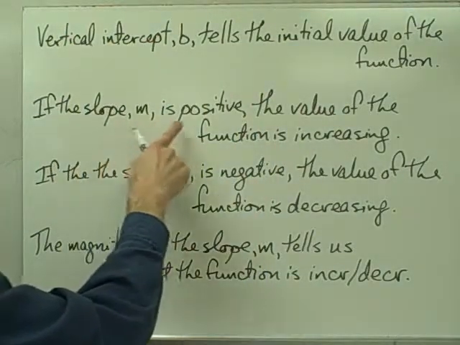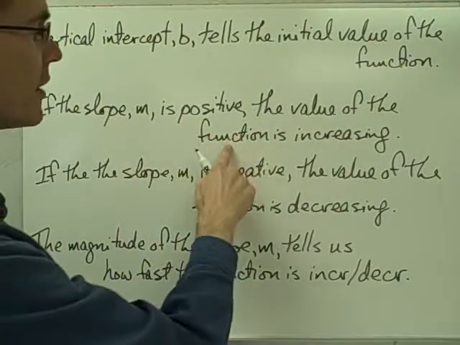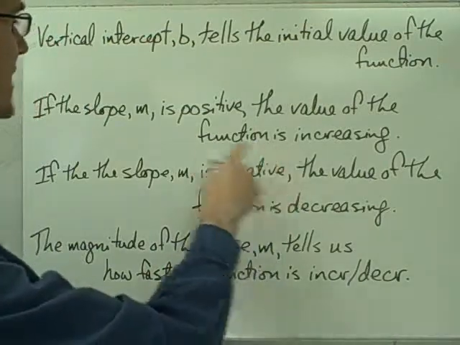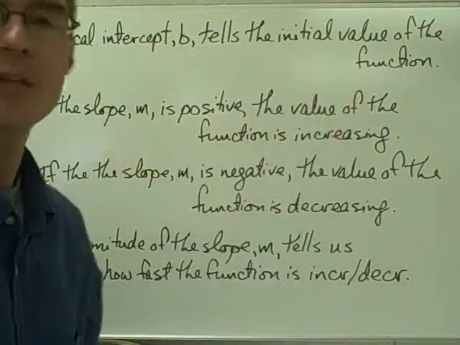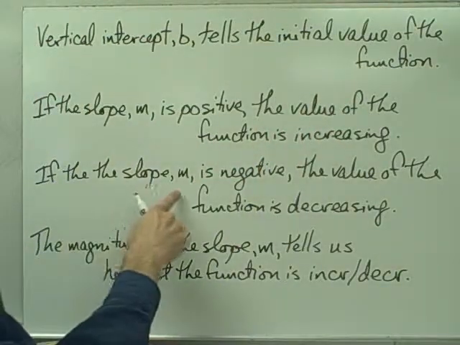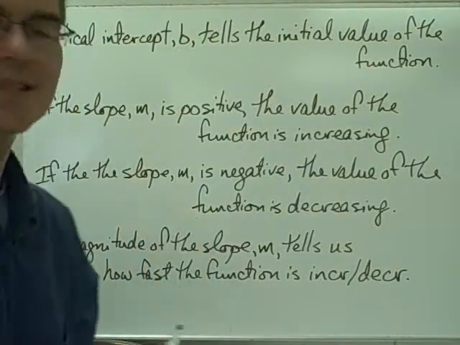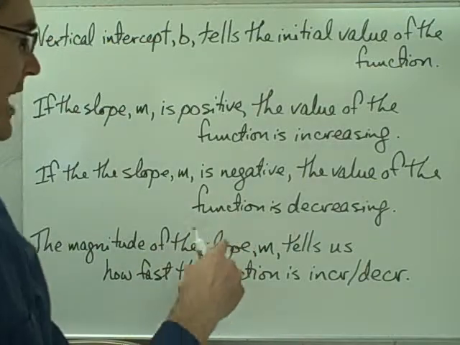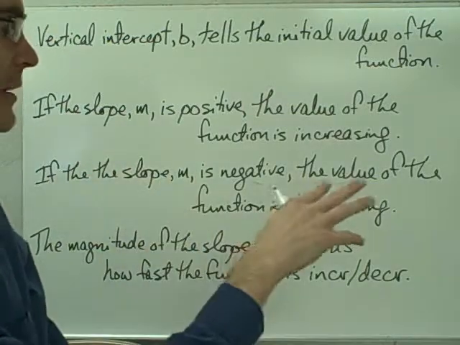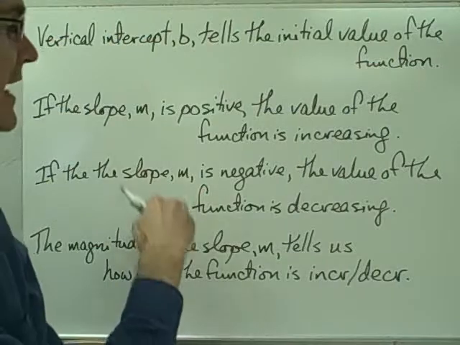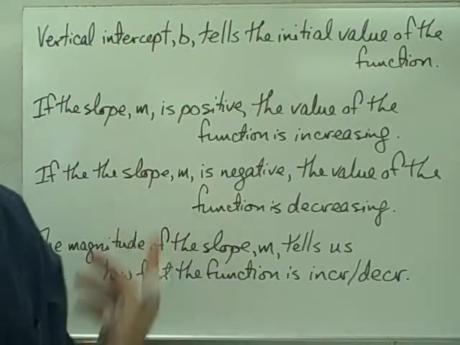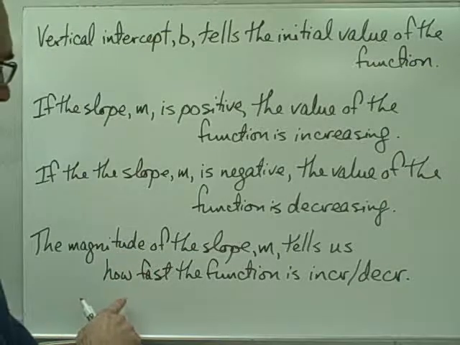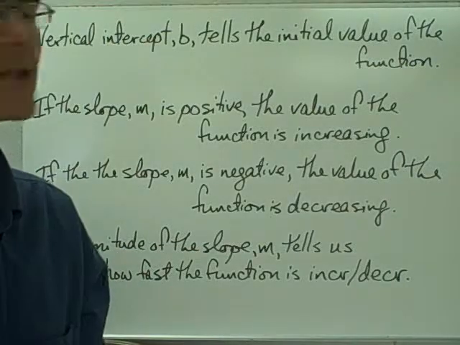If the slope is positive, then the value of the function is increasing. And again, we saw that with the population of the towns. The ones that had a positive slope, their population was increasing. If the slope is negative, the value of the function is decreasing. We had our one town whose population was actually shrinking, town B. The formula for the population for that town had a negative value for the slope. And finally, the magnitude of the slope tells us how fast the function is increasing or decreasing.